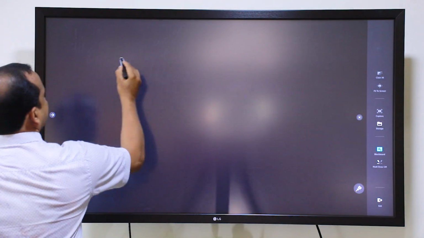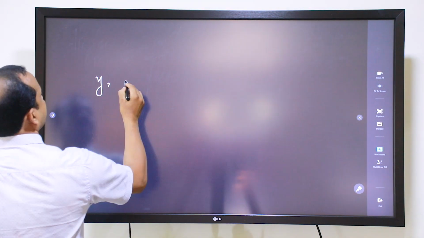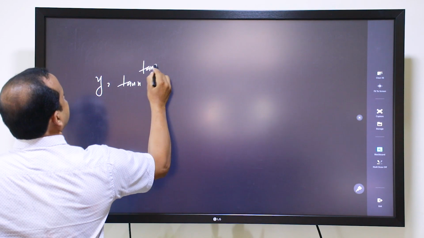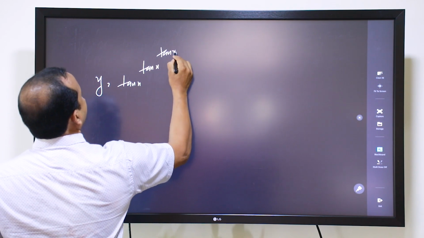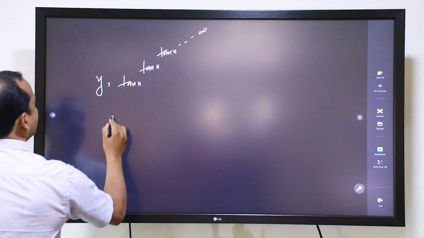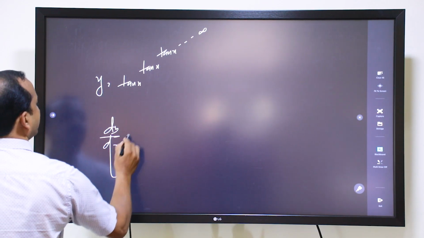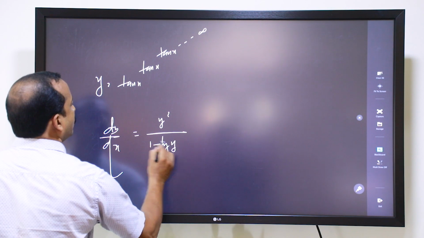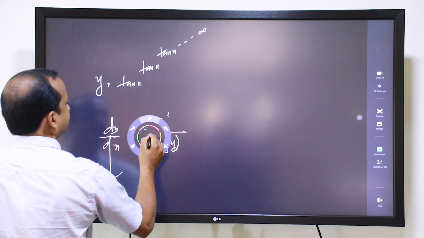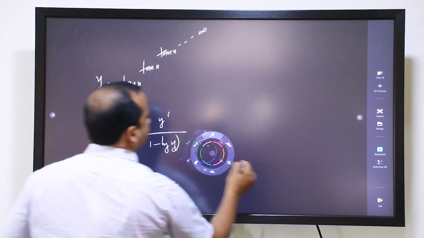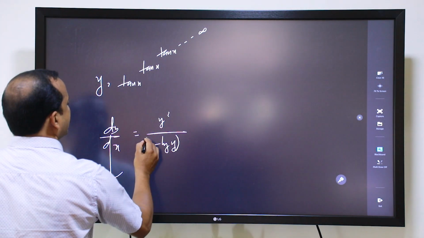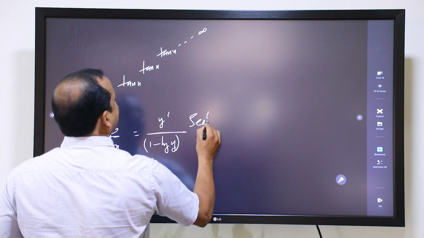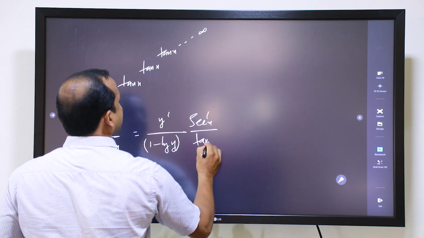Now write one more question on this type of problem. y is equal to tan x raised to tan x raised to tan x raised to etc. to infinity. In that case also we get the answer dy by dx is equal to y square divided by 1 minus log y into the derivative, which becomes sec square x divided by that function, tan x.